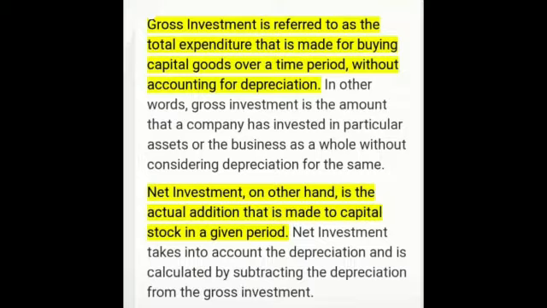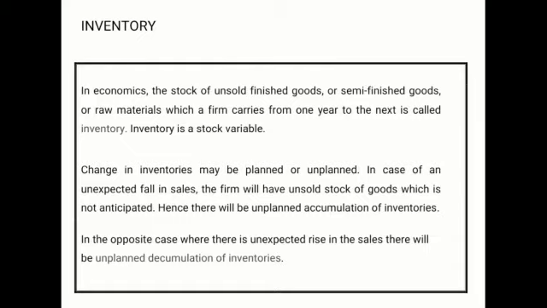Children, this inventory is the unsold stock of finished goods. The inventory absolutely depends on the sales of that firm. So if there is an unexpected fall in sales, there will be more stock of unsold goods. So that is a stage of unplanned accumulation of inventory because they are accumulating the goods.